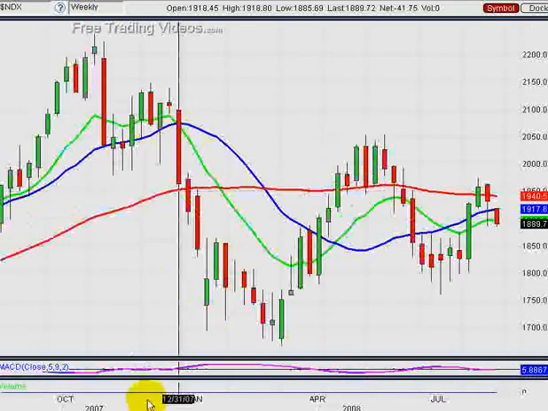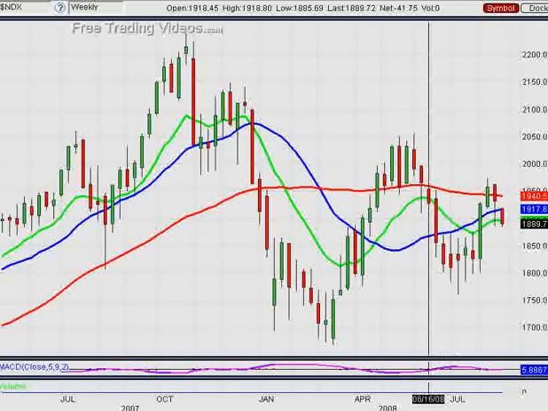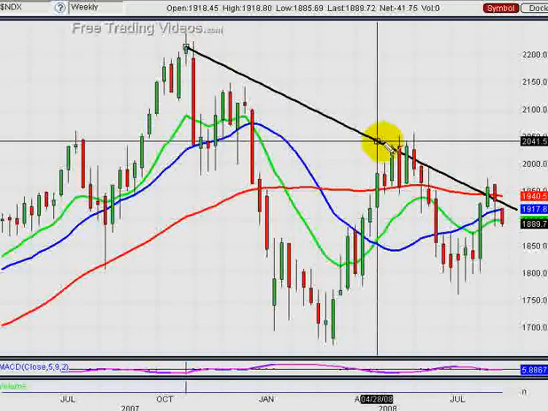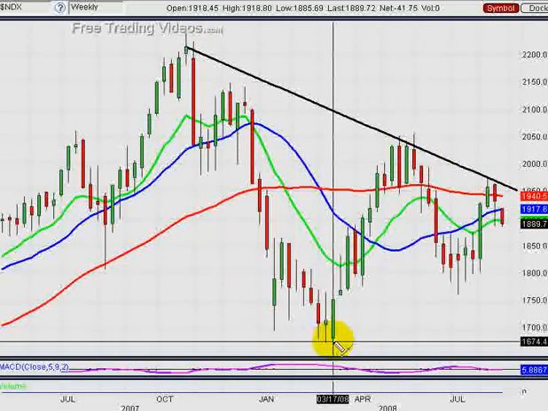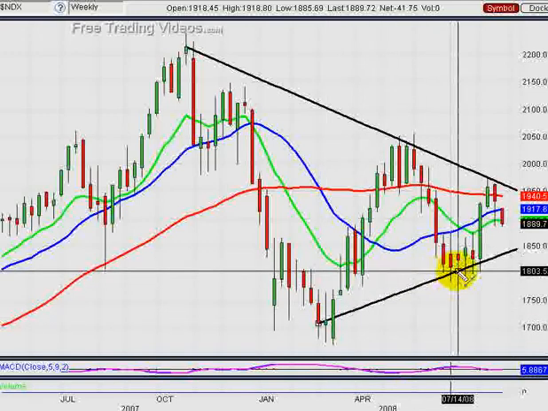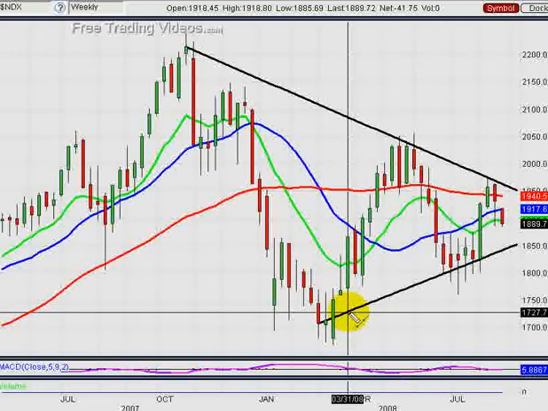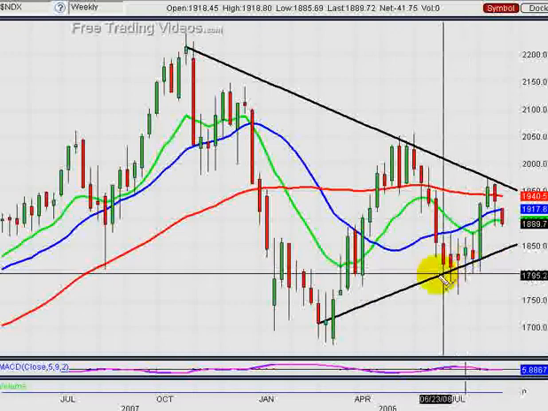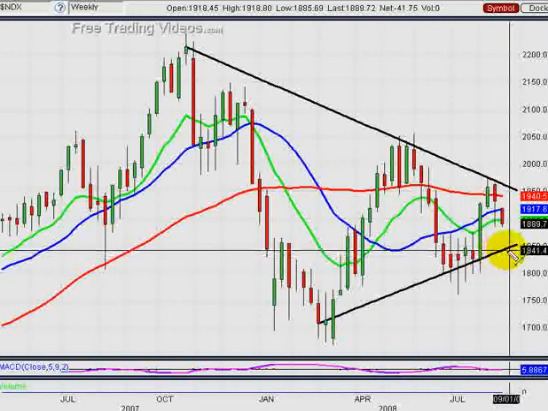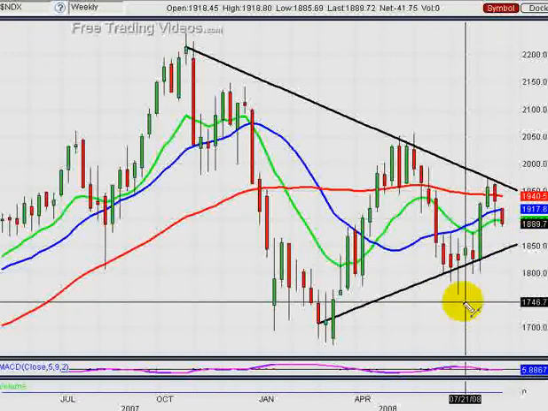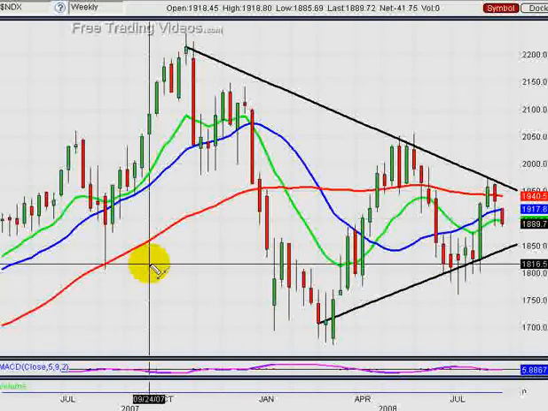Check out the weekly chart here. Let's put some trend lines on this puppy. Coming right down through here. Coming right up through here. You can see you got that big symmetrical triangle there. So we break this lower trend line here, this weekly support 1850. Man, this thing can really move to the downside. Big time move to the downside.